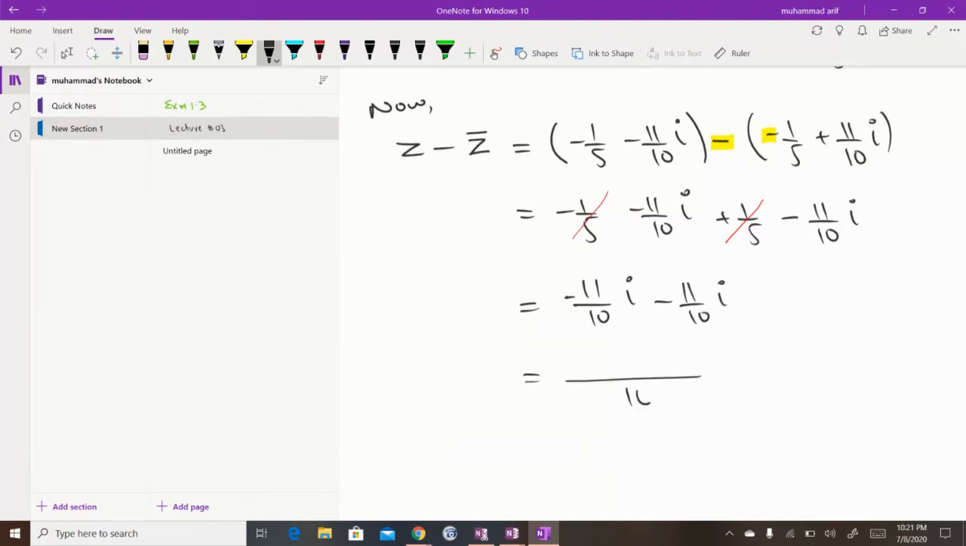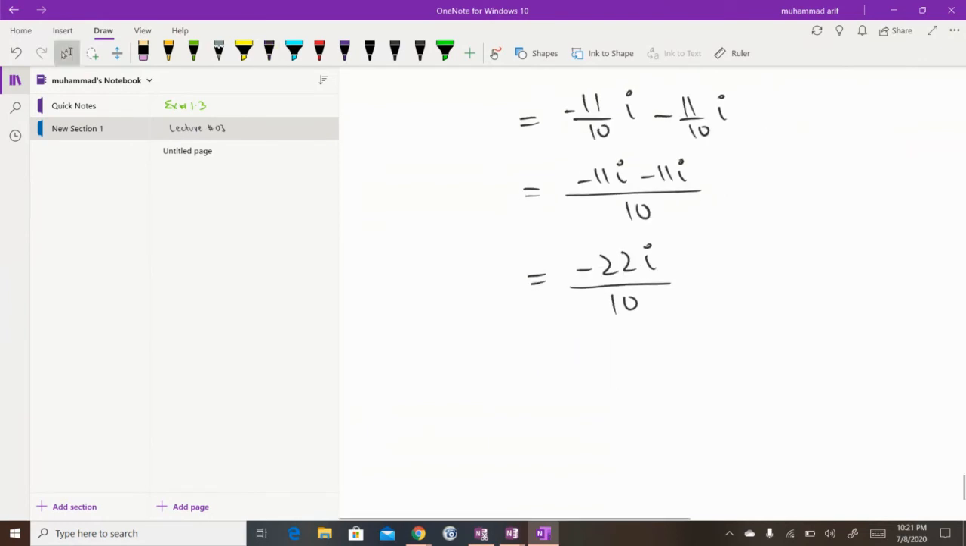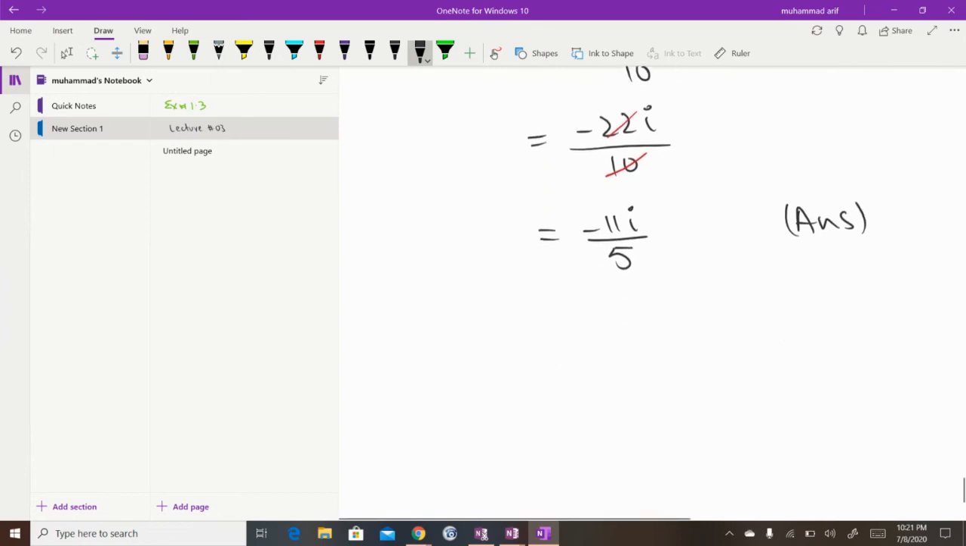After taking LCM 10, we have negative 11 iota, negative 11 iota. Now negative 11 iota, negative 11 iota becomes negative 22 iota divided by 10. After more simplification, we cut it by 2, we get negative 11 iota divided by 5, which is our required answer of the third part.